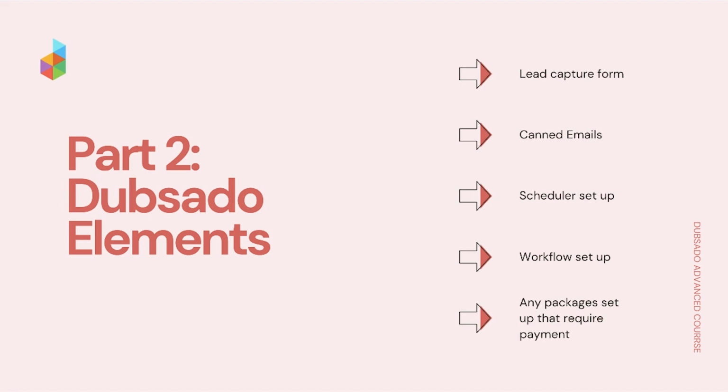So I am going to be including my lead capture form link in this consumption sequence. And that includes canned emails. I have a scheduler that is set up in the sequence. I have a specific workflow that goes out when they fill out that lead capture form.